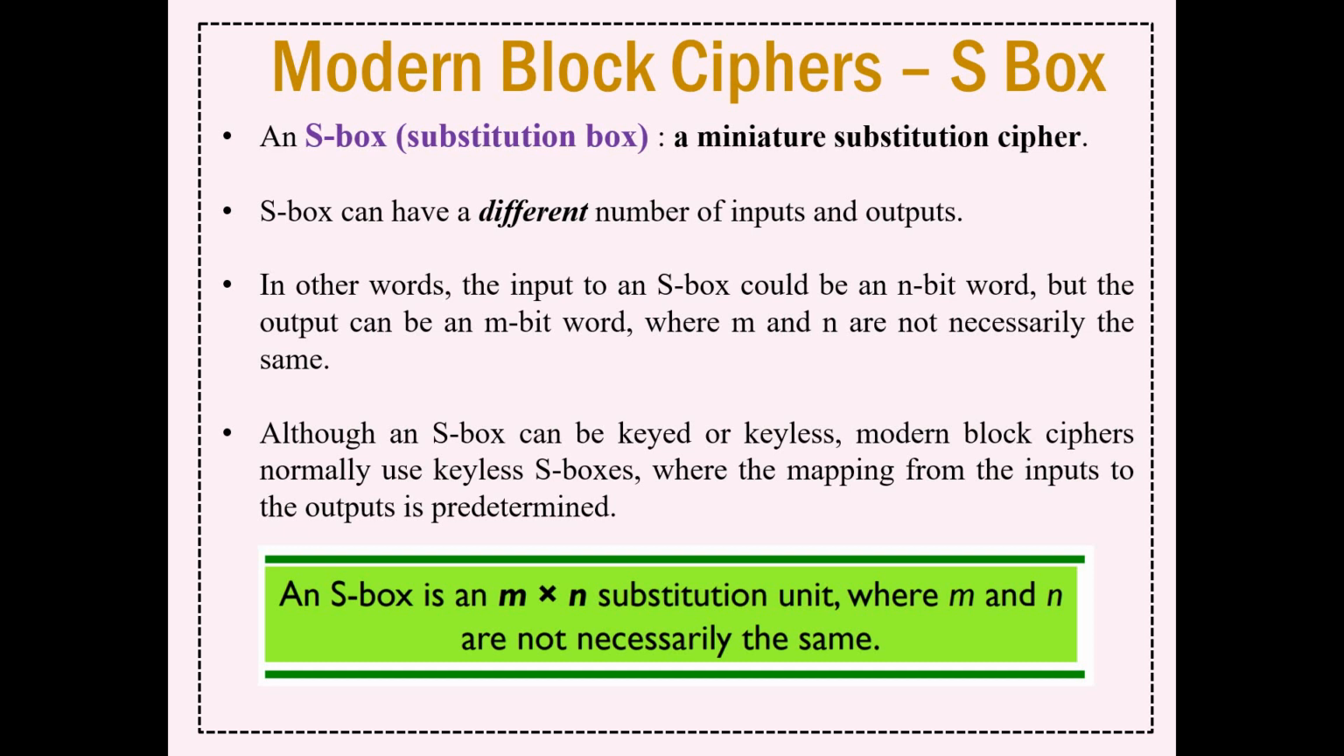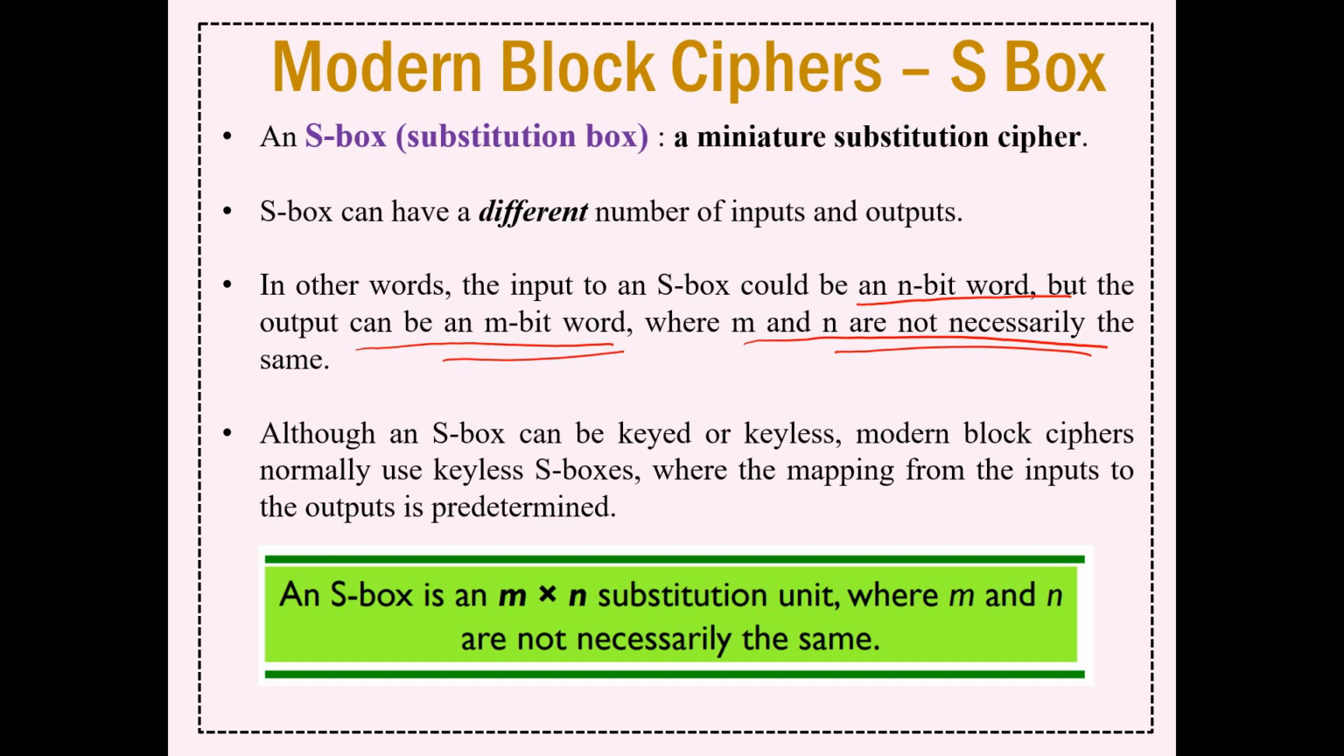So the input to an S-box could be an n-bit word, but the output can be an m-bit word, where m and n are not necessarily the same. So it doesn't mean that it should be a straight P-box, like m equals n. It can be m greater than n or m less than n. So based on our availability, the S-box will vary. We can arrange accordingly, same or different. So that's why you can say the S-box is a generic box compared to the P-box. Whatever we have done in the P-box, it's an additional part to it. Alright, it's a generic approach towards it.